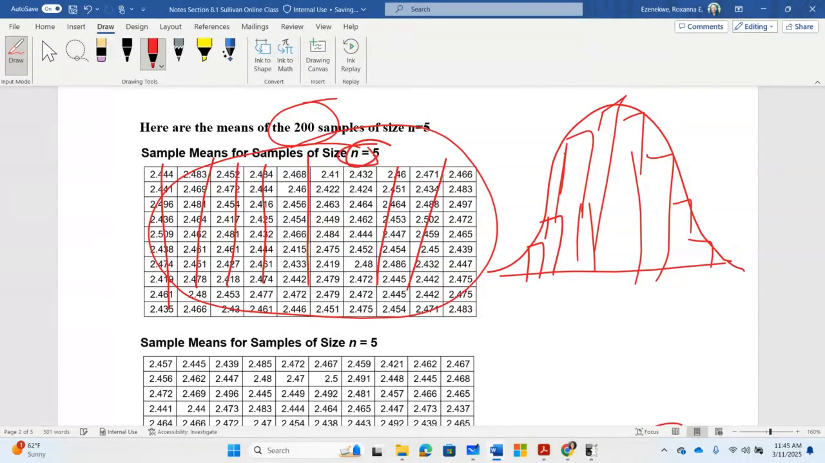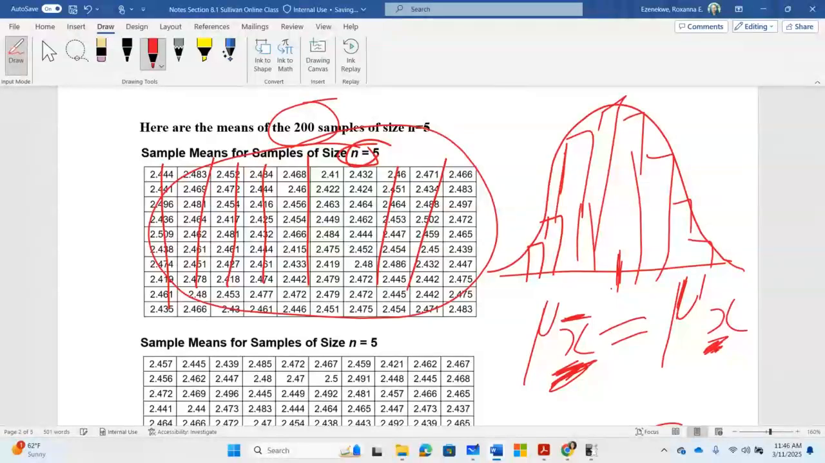The mean of this histogram, the mean of the central limit theorem, will be equal to the mean of the original data. I want you to know the difference. This is the mean of the central limit theorem when x bar is on top of it. This is the mean of the original data, where x bar is not on top. This is the random variable x. Mean here is the mean of the original data.